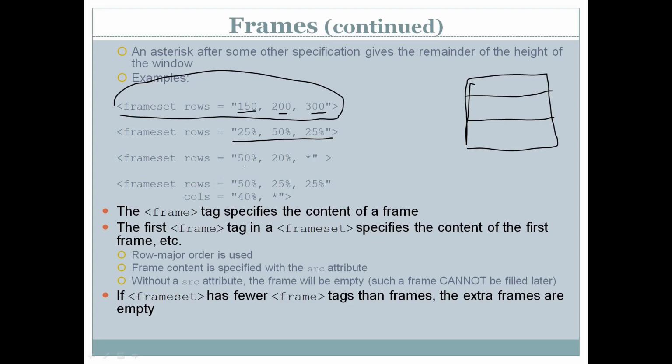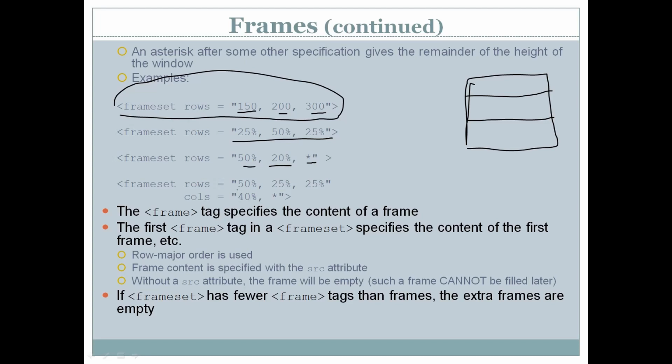Even a value can be specified like this: 50%, 20% and star. Star means whatever remaining value. If you add 50 and 20, it becomes 70, and the remaining is 30, as you know. So directly it can be specified by using a star, and whatever remains is assigned to the third row. Even we can use rows with columns as well.